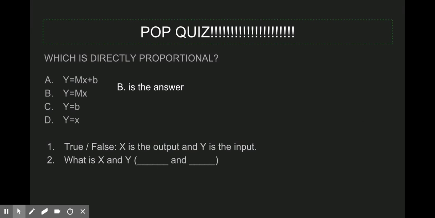Number 1. True or false? X is the output and Y is the input. And number 2. What is X and Y? Guessed them? Number 1 is false, and number 2 is domain and range.